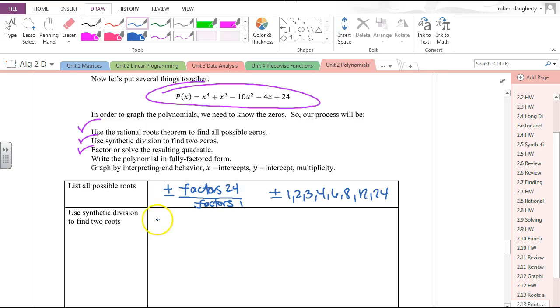Let's try -1. So I'm just going to do synthetic division with -1, 1, 1, minus 10, minus 4, 24. If I bring the 1 down, multiply, that's -1, 0. Multiply, that's -10. Minus 10 minus 4 is -14. Hmm, 10 minus 4 is 6. That is not 0. So 1 and -1 do not work. Let's move on to 2.